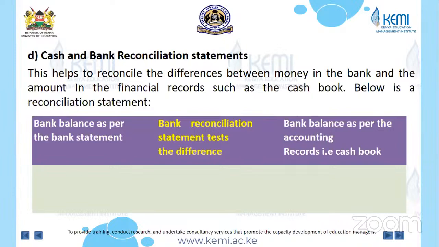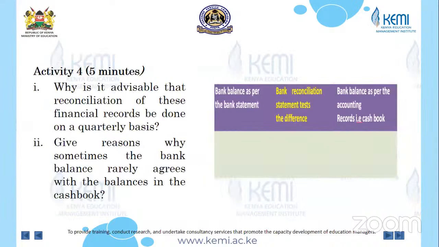We have the bank balances as per the bank statement. We have the bank reconciliation statement to test the differences. And then bank balances as per the accounting records, i.e. the cash book. So remember that bank reconciliation is where you are reconciling the records that you have in school and what is in the bank. It has its own importance, and we shall still see the importance of this bank reconciliation.